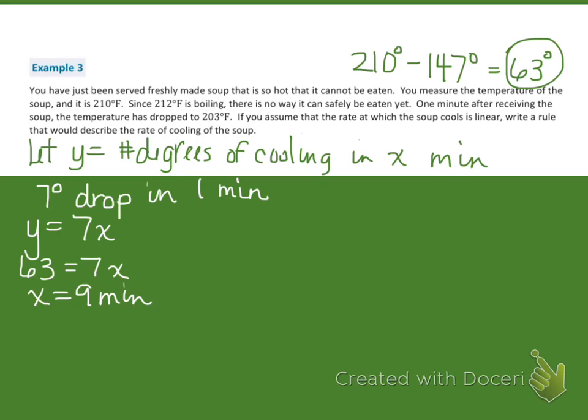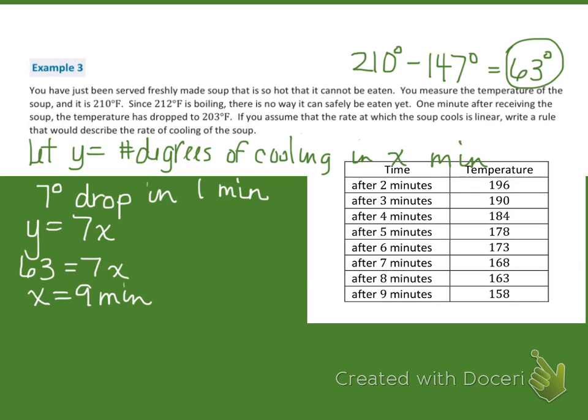So keeping that in mind, here's some even more information. Here's a cooling table for our function. So you can see that after 1 minute, it went down to 203. After 2 minutes, it's down to 196. So what was that drop? That drop would be another 7 degrees. Okay, so that's looking good.